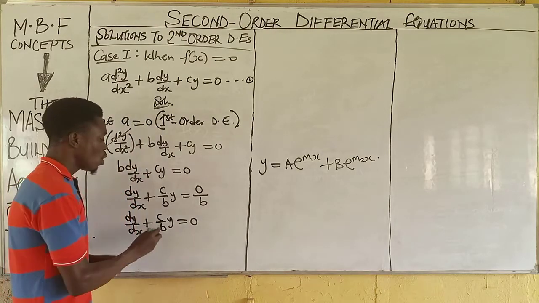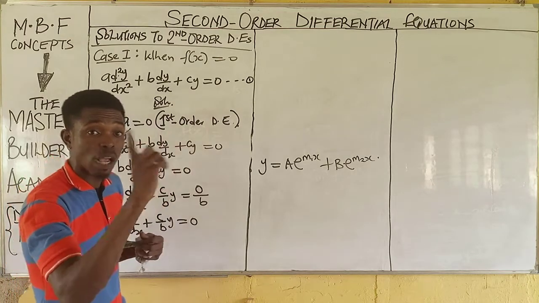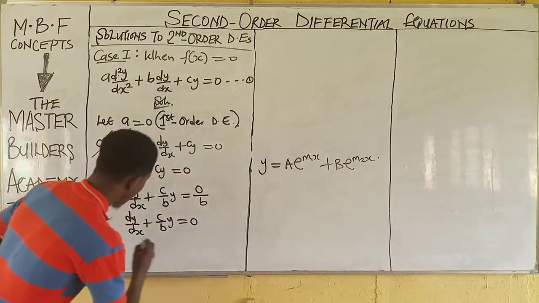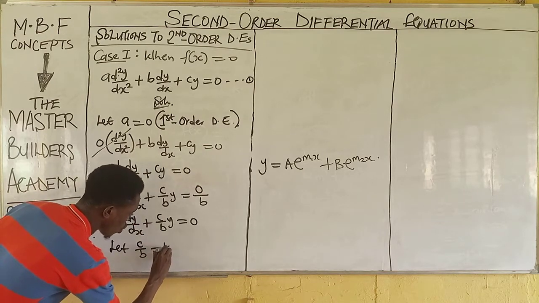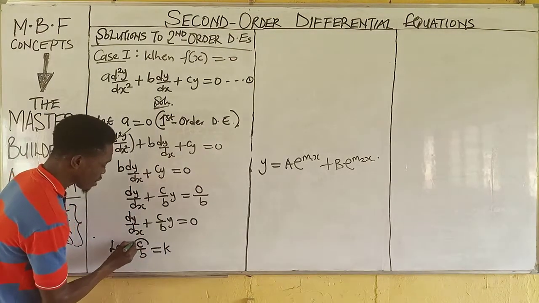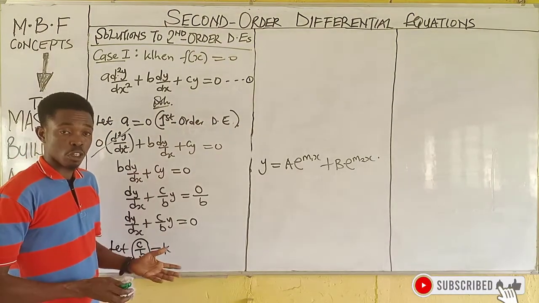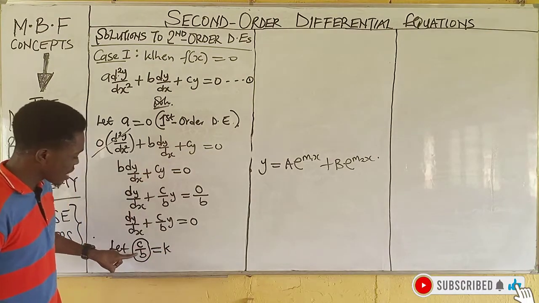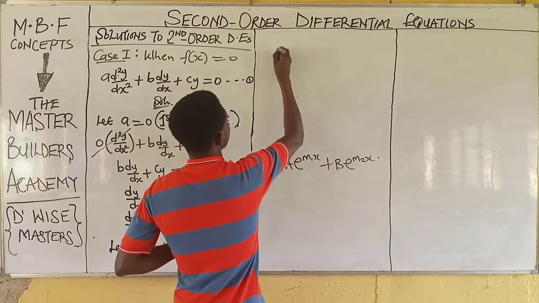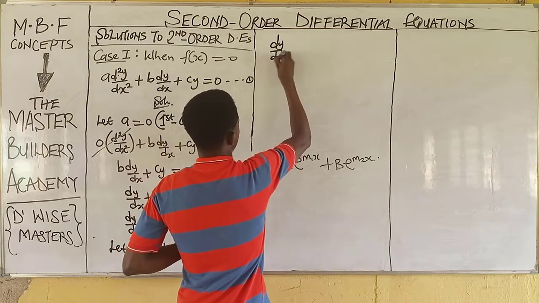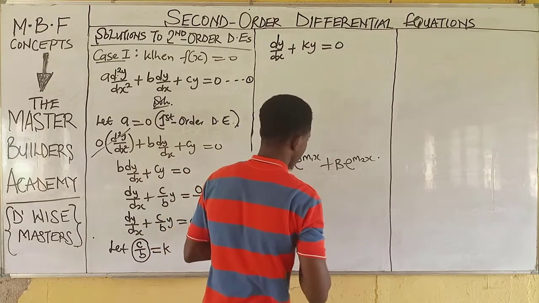Now at this point, we are quickly going to take the ratio of c to b to become a single value. So let's say c over b is equal to k. We just need to remove this fraction and make it a simple term. So we are replacing this fraction by a term k. Then we have this equation as dy over dx plus ky is equal to 0.